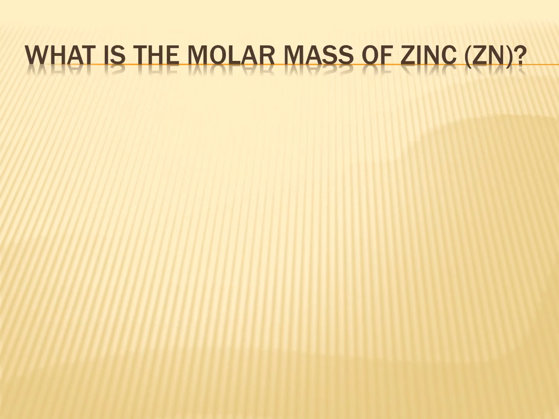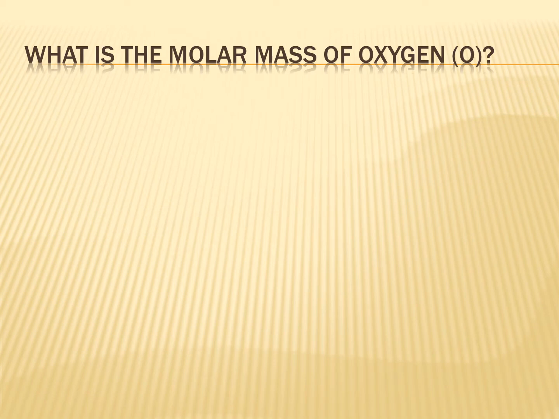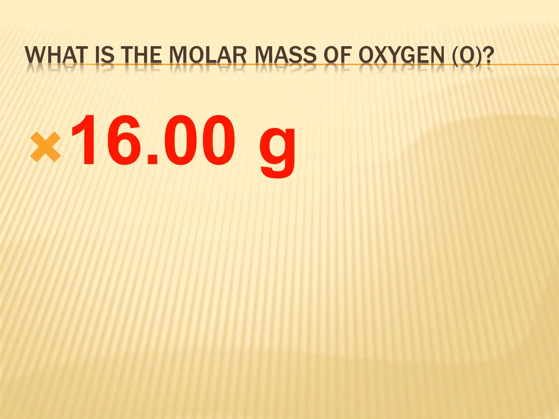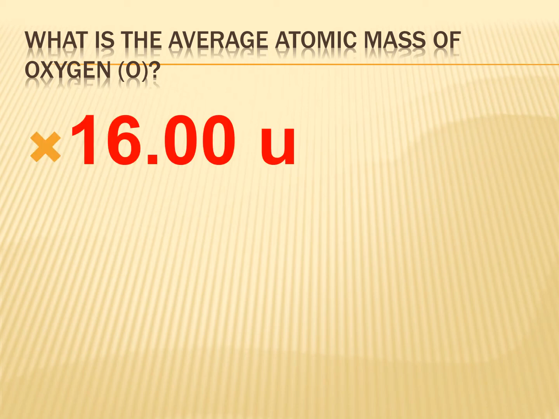All right, so if we are looking at a periodic table and we ask, what's the molar mass of zinc? We're going to look at the larger number, and it's 65.39 grams. Because they're asking us for the molar mass, we're going to use grams. What about the molar mass of oxygen? Again, 16.00 grams. But what if it says, what is the average atomic mass of oxygen? Well, we're going to look at that larger number, but it's just 16.00 u.